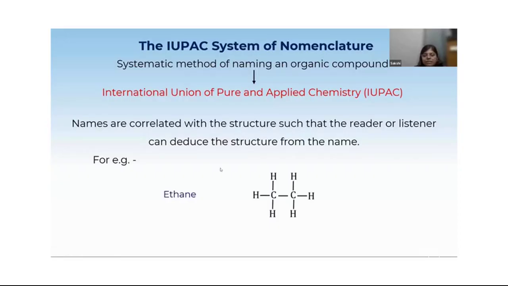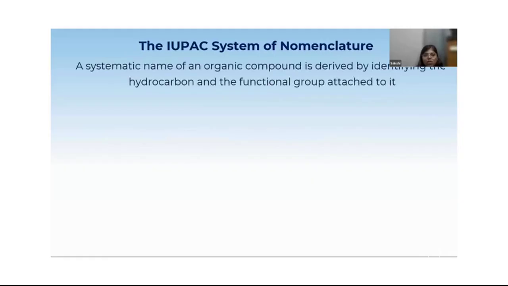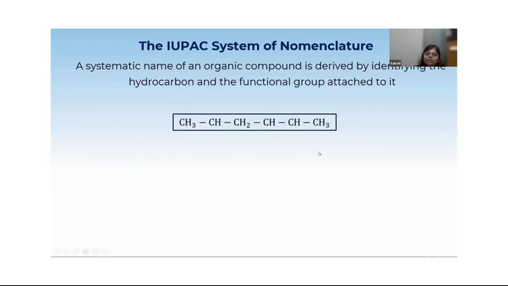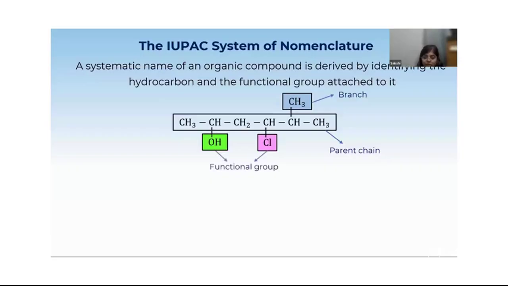So for example, this is ethane, right? If I say ethane, you should be able to draw ethane. That will only happen if we have a set of rules. A systematic name of an organic compound is derived by identifying the hydrocarbon and the functional group. So here, the first step is you need to identify the chain, that is, how many atoms are present in the chain. There are 6 hydrogen atoms, right? You also need to see the branching. You need to see the functional group, right?